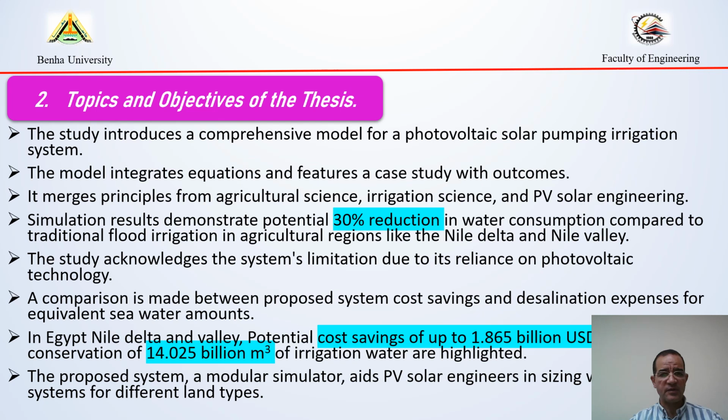Topics and objectives of the thesis. The study introduced a comprehensive model for a photovoltaic solar pumping irrigation system. The model integrates equations and features case study with outcomes. It merged principles from agriculture, irrigation, and PV solar engineering sciences. The proposed system is a modular simulator, aids PV solar engineers in sizing water pumping systems for different land types.